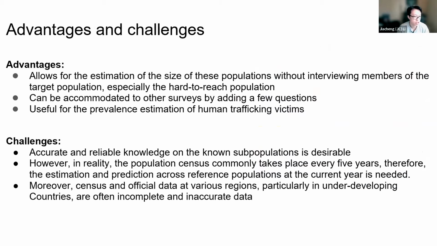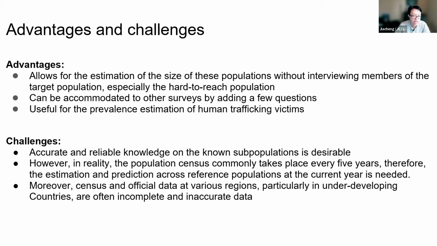The reason why we choose NSUM is because it's hard for us to ask questions directly to these hidden populations like children. The advantage of this method is that it allows us to estimate the hidden population without interviewing members of the target population, especially hard-to-reach populations. It can also be added to other surveys by adding a few questions. However, the length of the survey affects the data quality. So I think it's worth studying how we come up with these survey questions, how long the survey will be, which questions should go first, and which questions we should include. It is also very useful for the prevalence estimation of human trafficking victims.